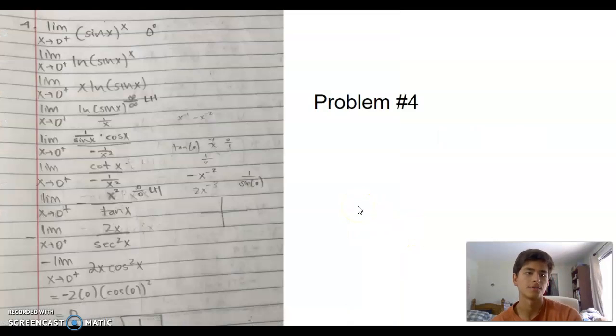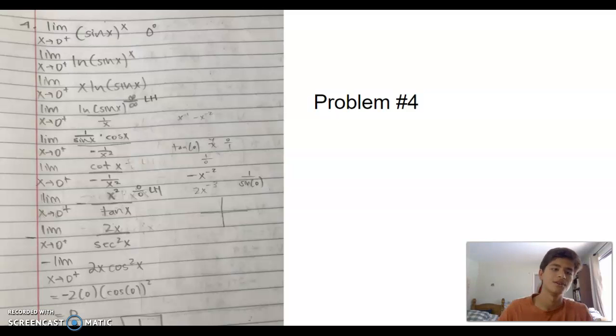Okay, number 4. Limit as x approaches 0 from the right of sine x to the x power. If you just plug that in using direct substitution, you get 0 to the 0, which is an indeterminate form. So I'm going to take the natural log of that so I can bring the x power to the front. So I get x ln of sine x. Then I take the x and put it underneath as 1 over x so that I can use L'Hopital's rule. When you plug in 0 after that, you get infinity over infinity, because sine of 0 is 0, and then ln of 0 goes to infinity. So L'Hopital's rule.